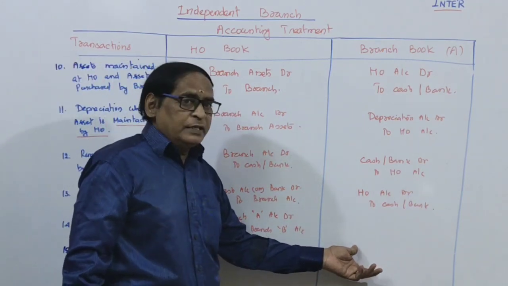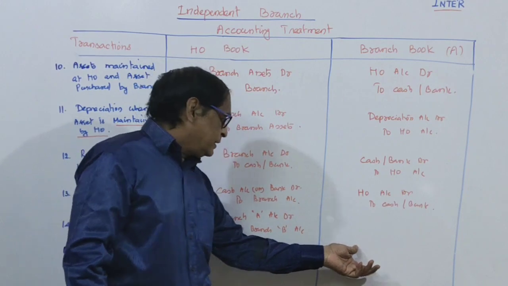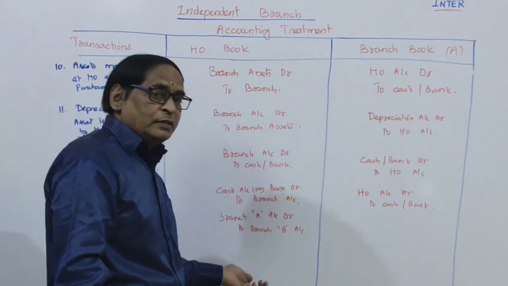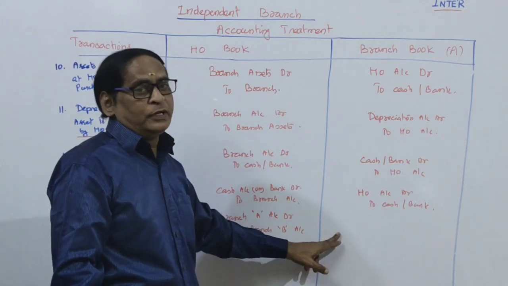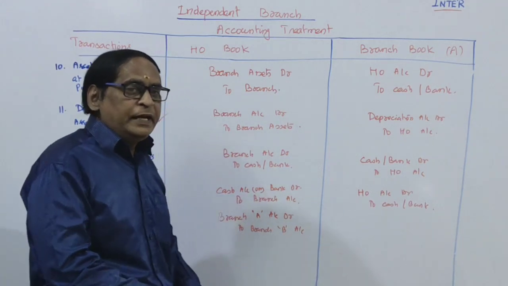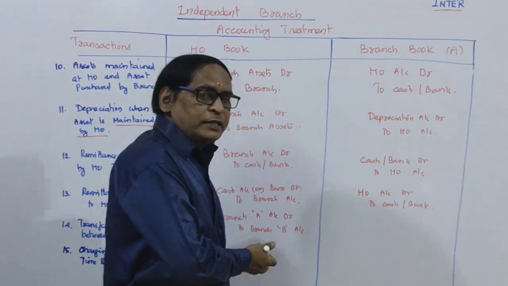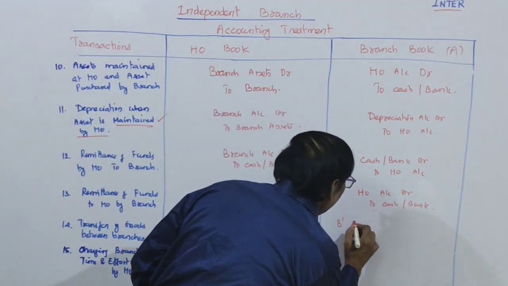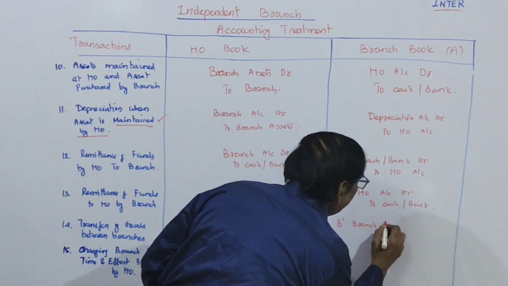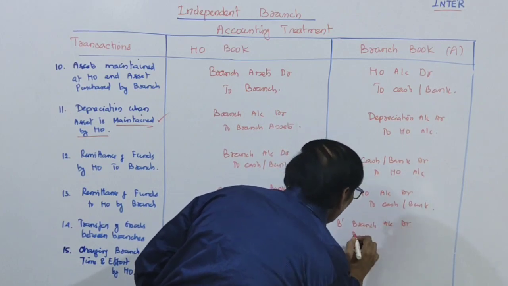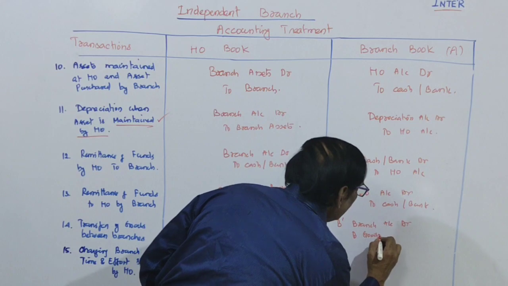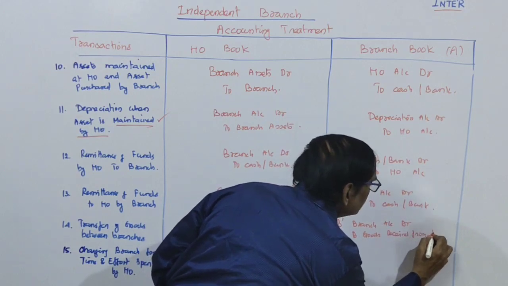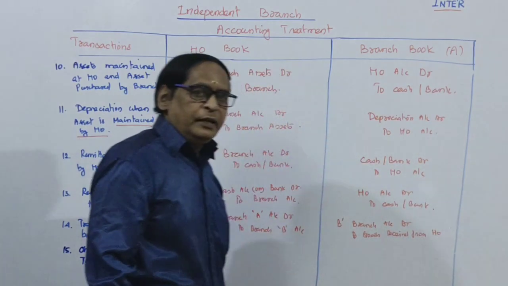As far as we are concerned, even we are receiving some goods from branch B, it is supposed to be receiving from head office. So two entries we can pass, that is better. What will be the entry? Supplying branch. Who is the supplying branch? B branch. So B branch account debtor to goods received from head office. This is one more entry.